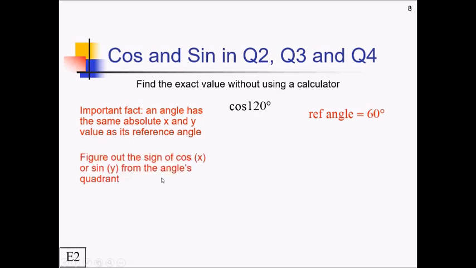To figure out the sign of cosine, which is again the x value, or of sine, which is the y value, we're just going to look at what quadrant the angle is in. For example, here, 120 is in the second quadrant. That is to the left of the y-axis. We know that the x values over there are going to be negative. Therefore, cosine is going to be negative because that's the x value of an angle. So we can rewrite this as negative cosine of the reference angle of 60. And now we just have to know what the cosine of 60 is. That's going to be 1/2. So this is going to be negative 1/2.